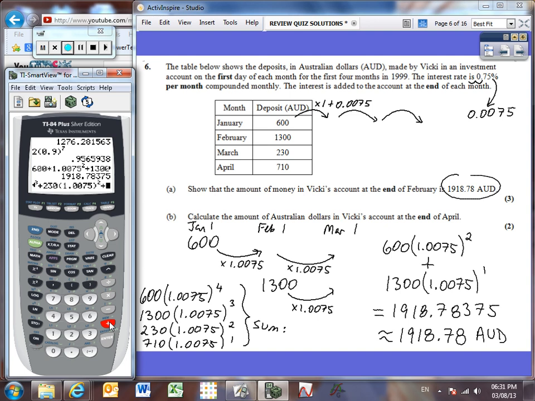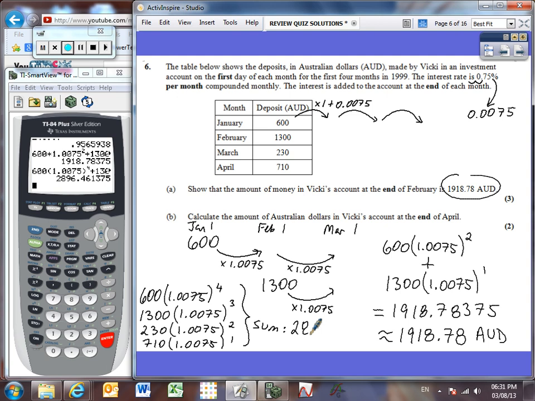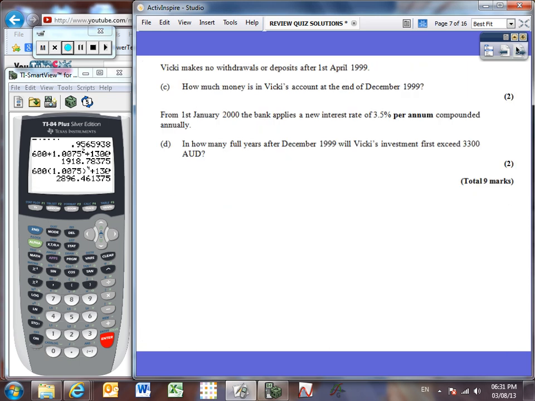And lastly, we've got our $710 deposit, which has only been growing at a rate of 0.75% for only 1 month. And her total amount of money then is 2,896, and if I round to 2 decimal places, 0.46 Australian dollars. And as always, we can round to the nearest dollar, 2,896, or even to 3 significant figures, which would be $2,900.